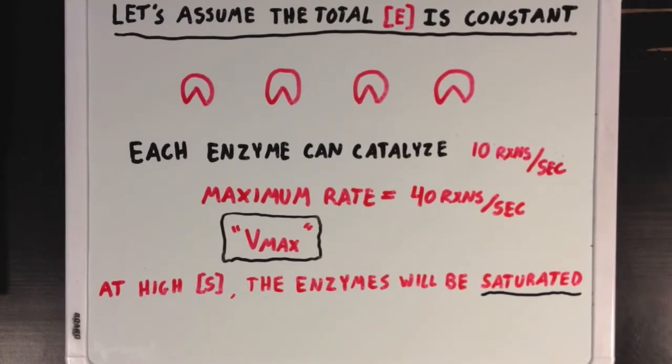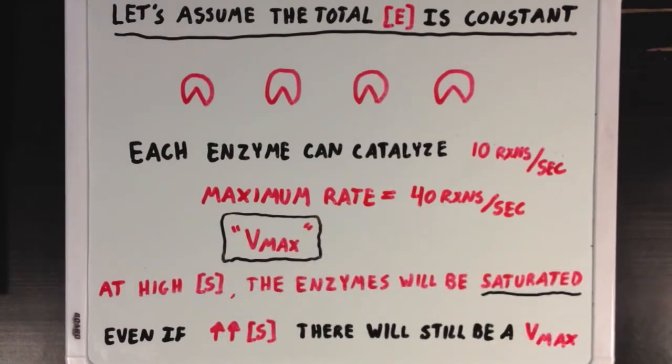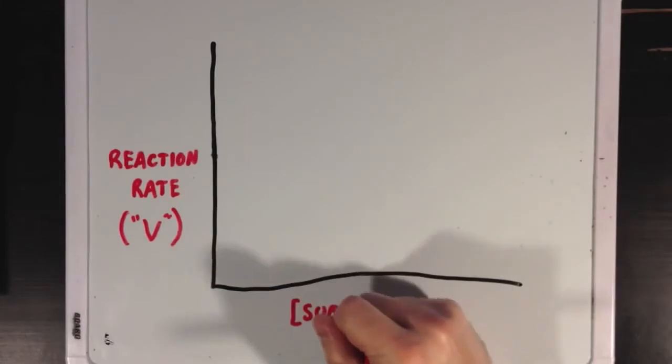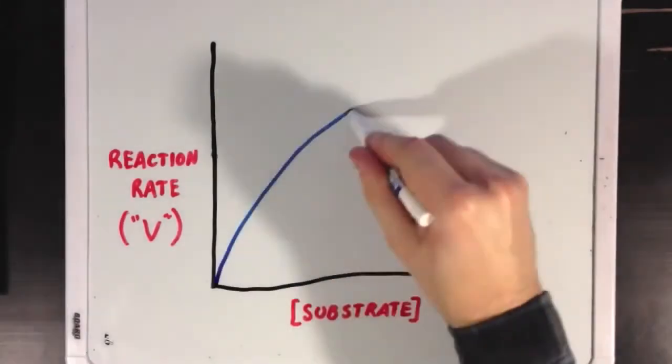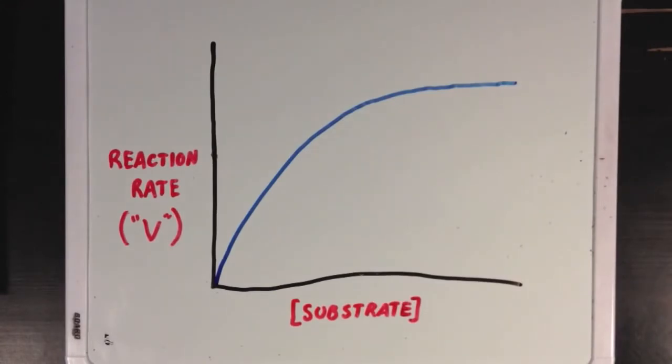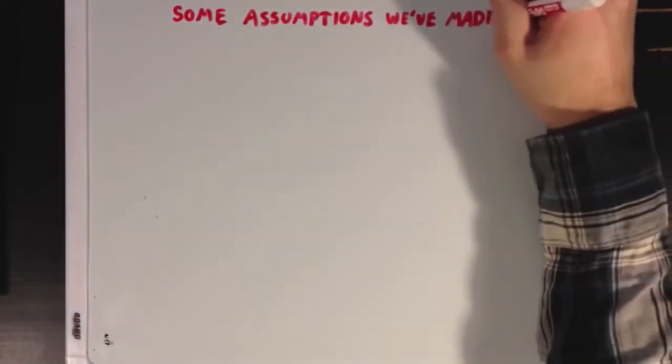And even if we were to really increase the concentrations of substrate a lot, there will still be a Vmax. There's only so much that we can increase the rate of a reaction by increasing the substrate concentration. If we were to look at a graph and plotted the reaction rate V versus our concentration of substrate, we would see that as our substrate concentration got really high, the rate would level off as it approached our Vmax value.